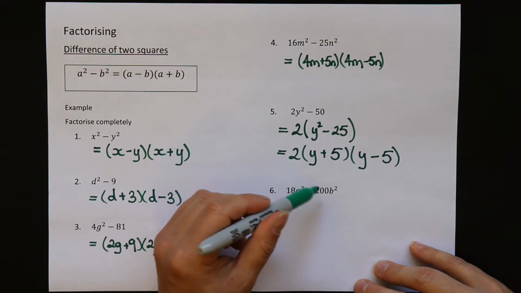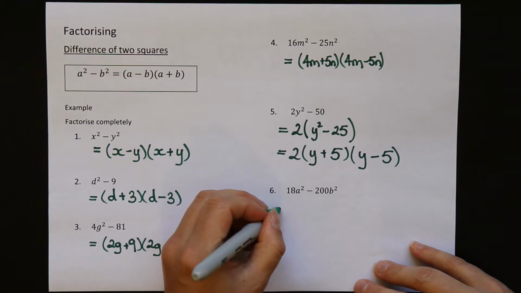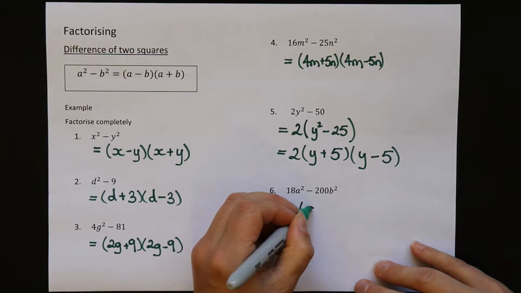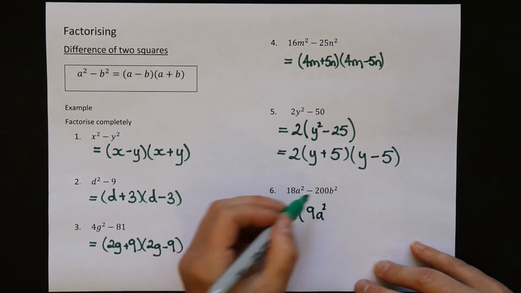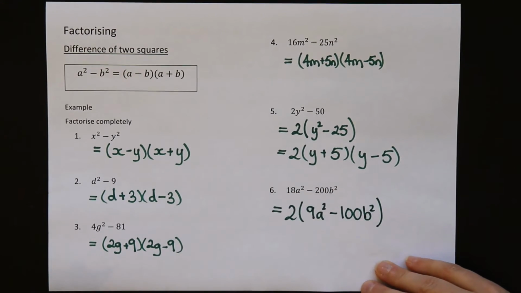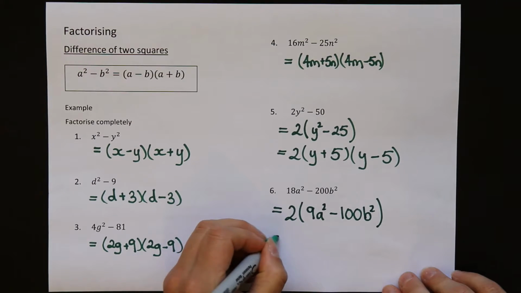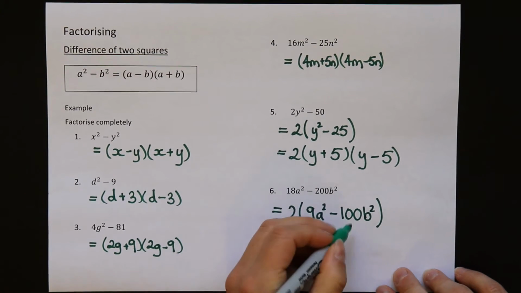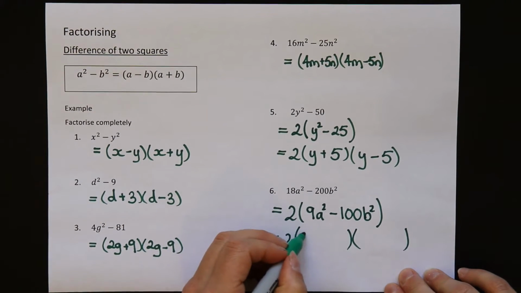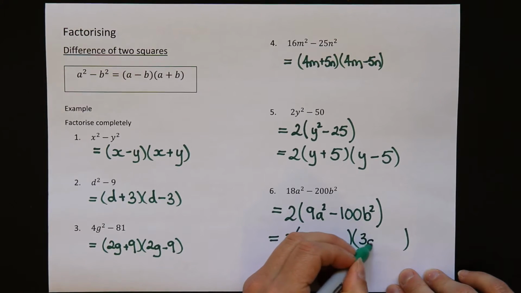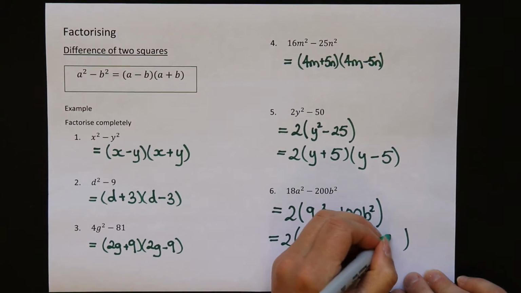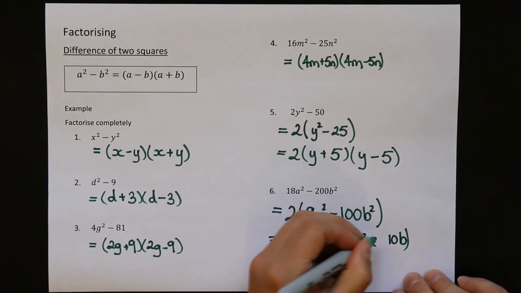Okay, question 6, same kind of thing here. If I look at 18 and 200, I could divide both of those terms by 2, which would give me 9a squared, and 200 divided by 2 is 100b squared. Okay, and then these are much nicer terms for us to square root. So open our double brackets. Square root of 9a squared is 3a at the front of each bracket. Square root of 100 is 10, and square root of b squared, so it's 10b. One's a plus and one's a minus.